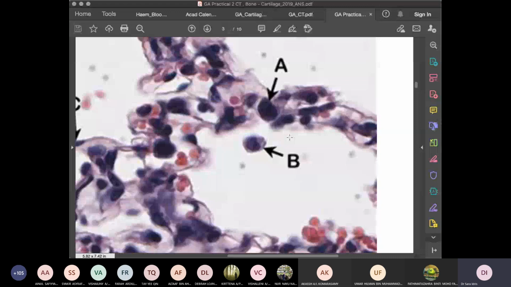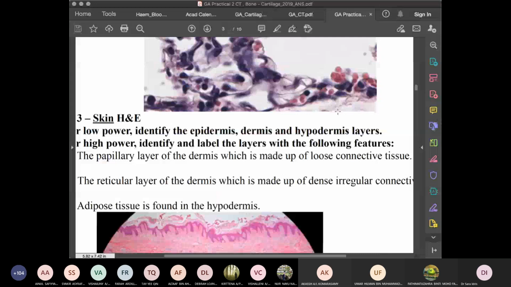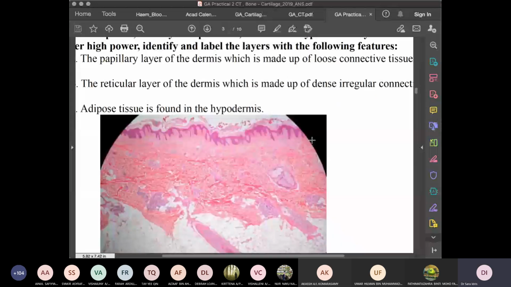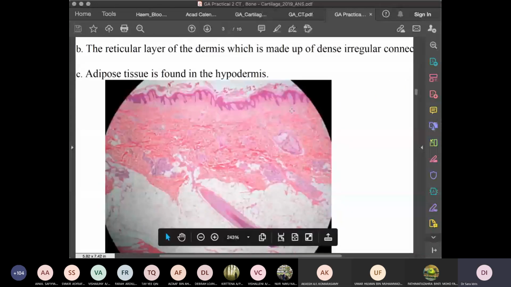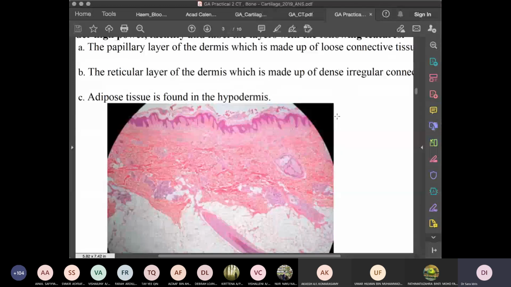All right, and now we're going to move on to the next connective tissue, which is your dense irregular. Okay, so if you will look at the skin here, this is a slide of the skin. The skin has layers. So in here we can see that you have the papillary layer, which is loose connective tissue, the reticular layer of the dermis, made up of dense irregular, and then you can find in the hypodermis, adipose tissue.